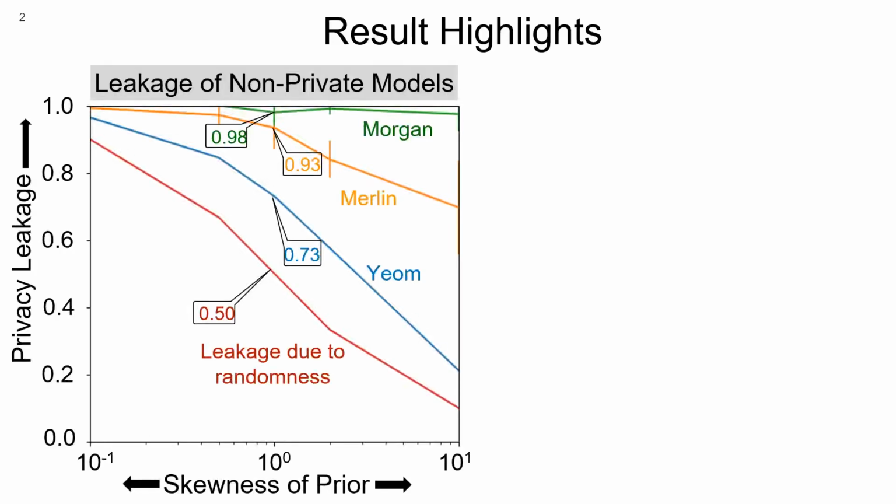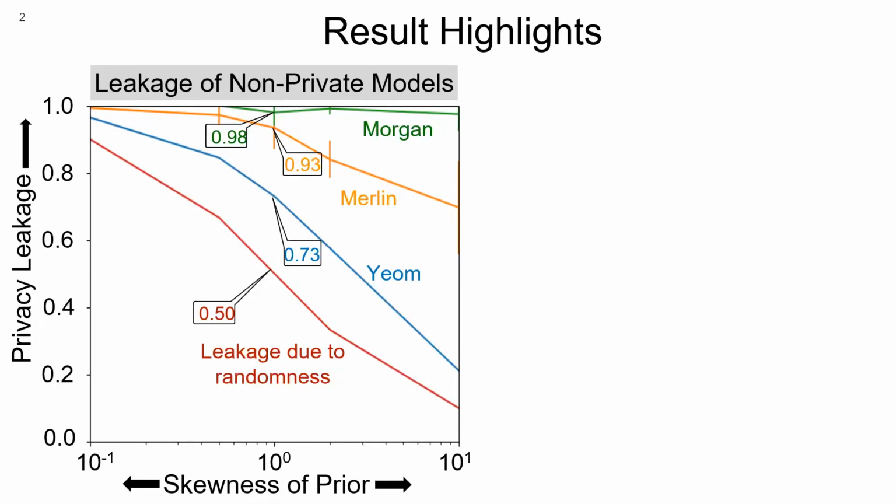I will begin with the key highlights before delving into the details of our work. The previous attacks have successfully demonstrated membership inference threats in the balanced prior settings. We show that our membership inference attacks, namely Merlin and Morgan, pose serious privacy threats even in the skewed prior settings where the previous attacks fail.